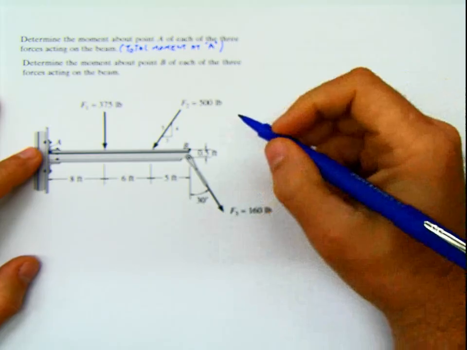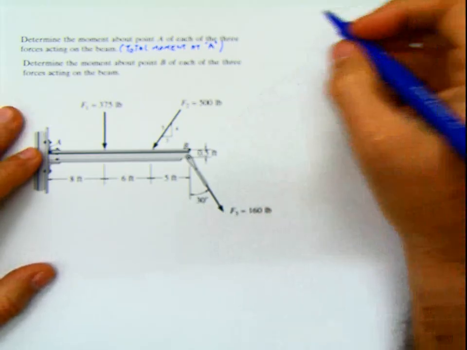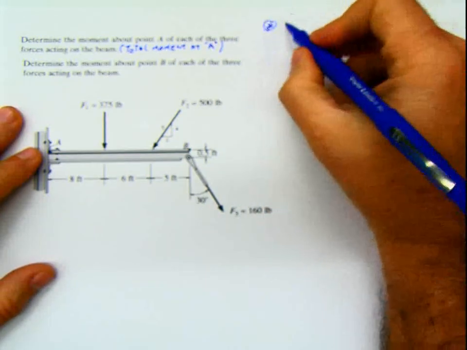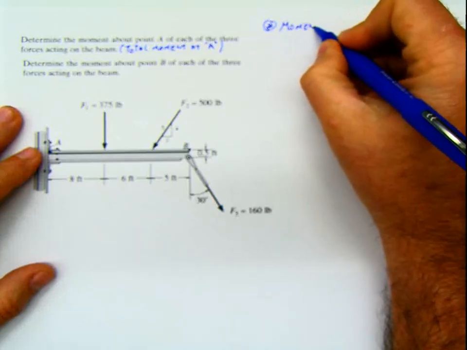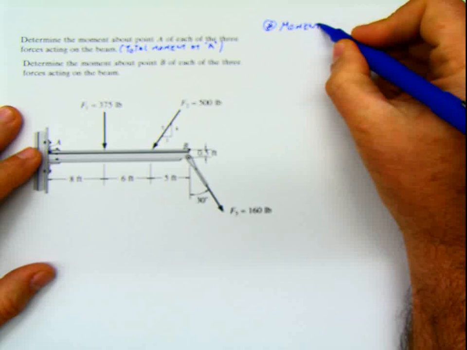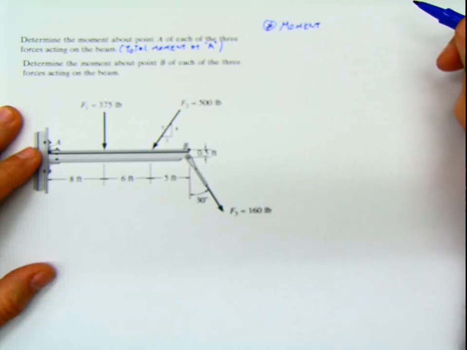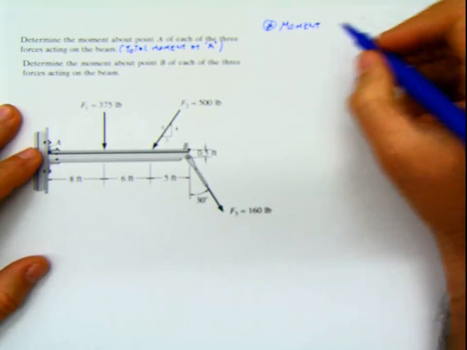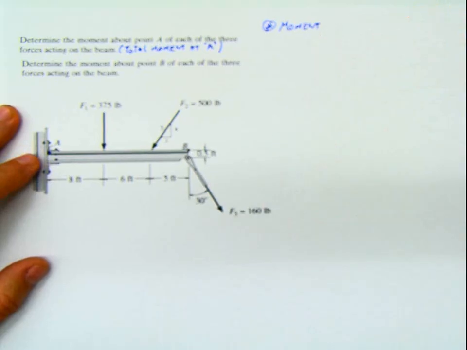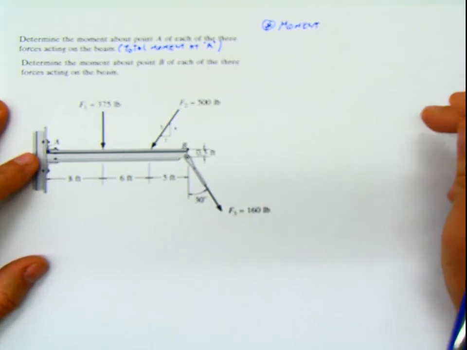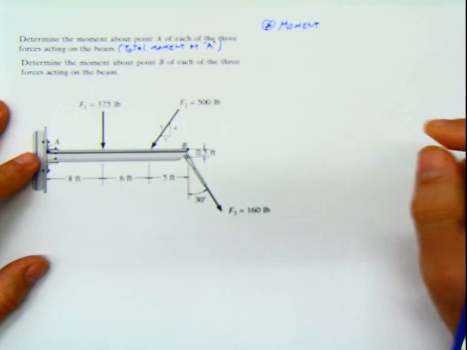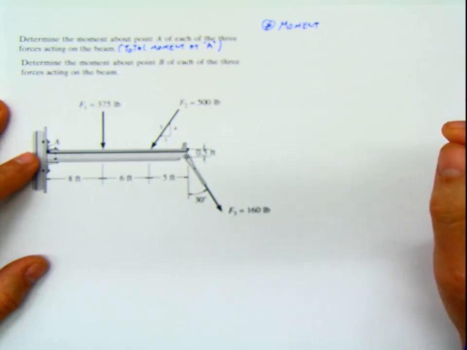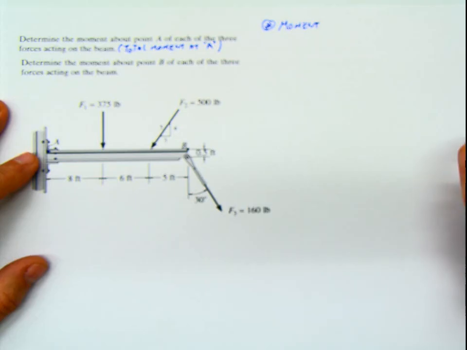Now, first thing that you have to remember is the definition of moment. And as we discussed in the lecture, moment is just a measurement basically of the tendency of a point or of an axis to rotate due to the application of the force. That's basically what is happening.